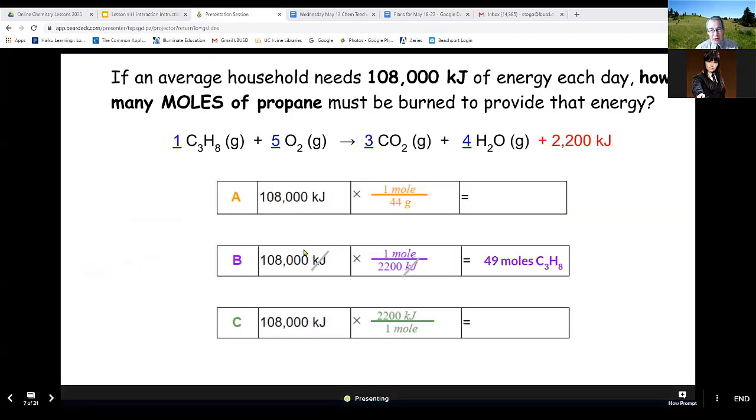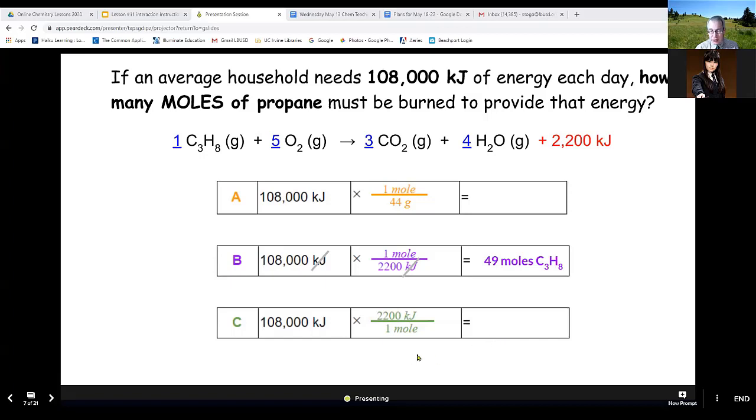Okay, so that's what it would look like if you were doing it perfectly. The kilojoules cancel. The mathematics is 108,000 divided by 2200. It's not 49.000, but we round and say 49. Good enough. That's the answer to the question. All right.